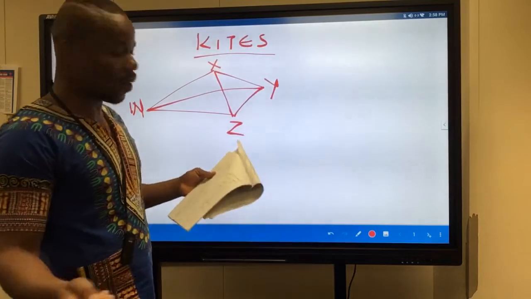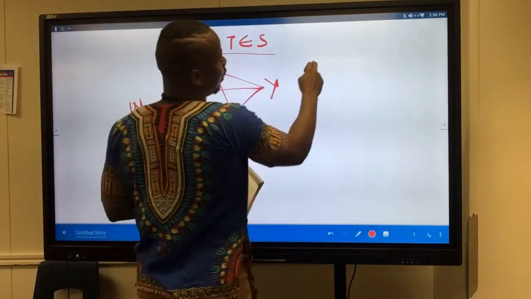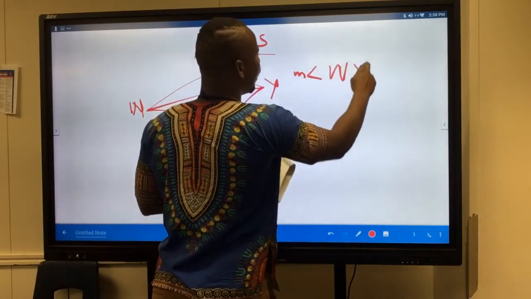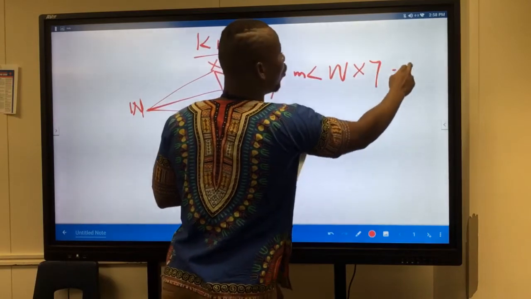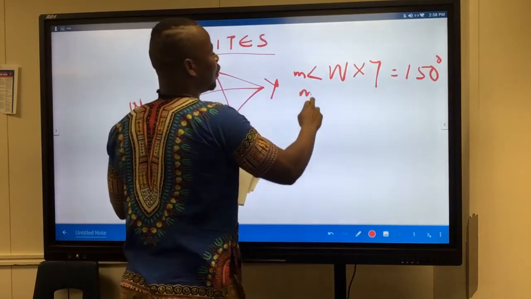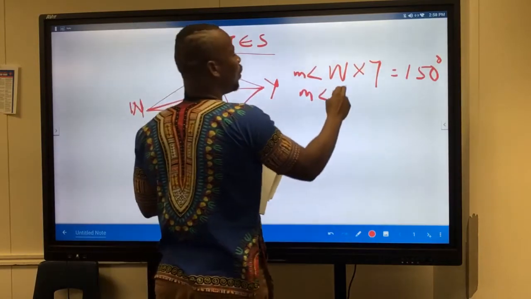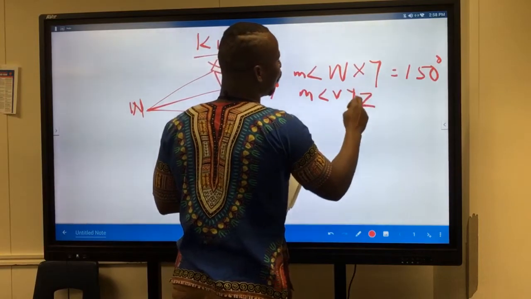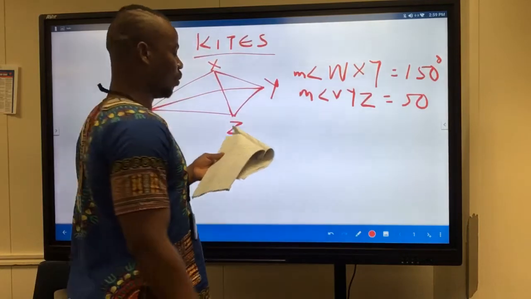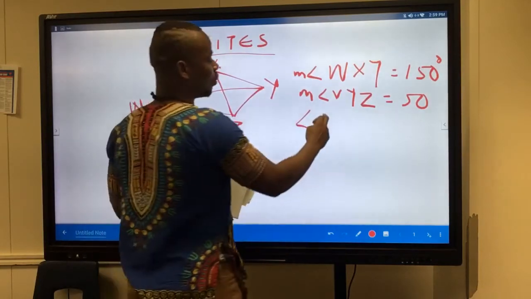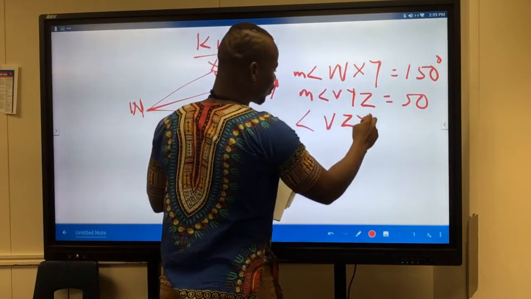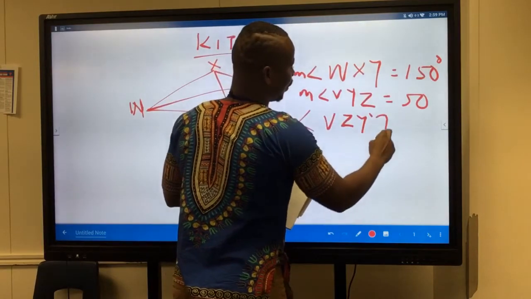Now, my idea is that they've given me that the measure of the angle at W, X, Y is equal to 150 degrees. And then the measure of the angle at V, Y, and Z is equal to 50. And then they want me to find the following. Number one, they want me to find V, Z, and Y. This is what they want me to find.